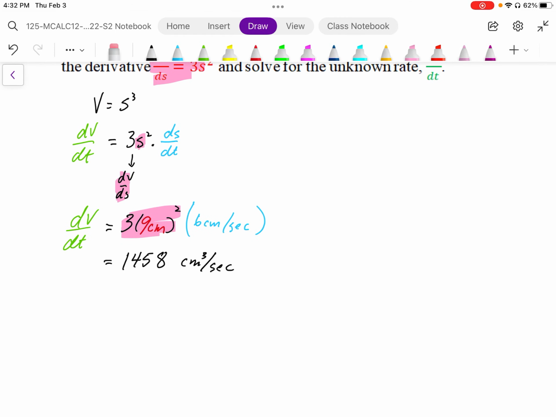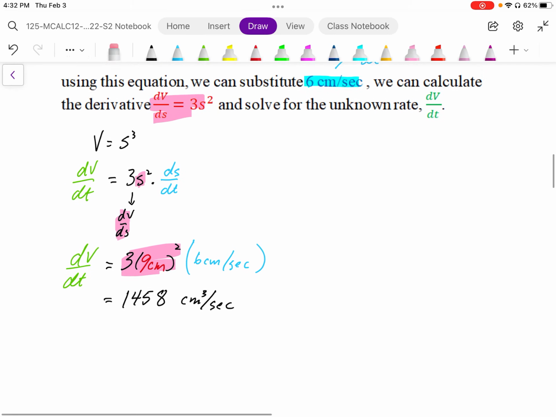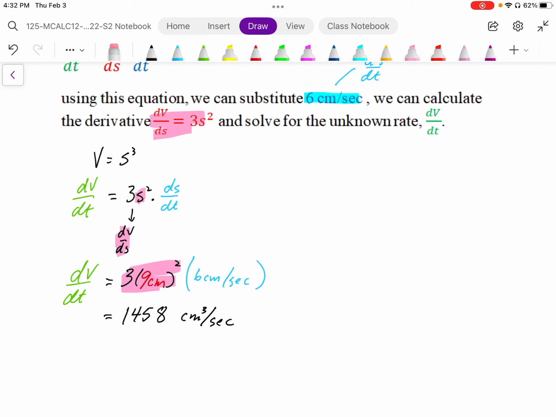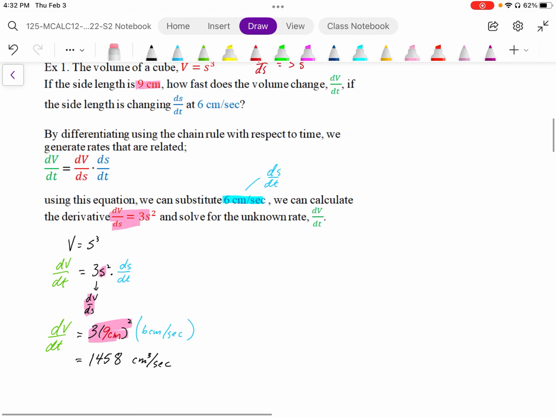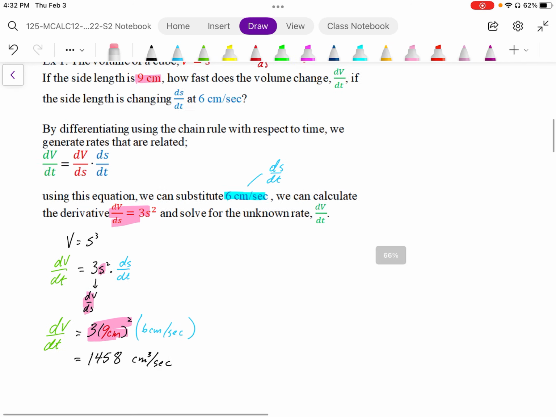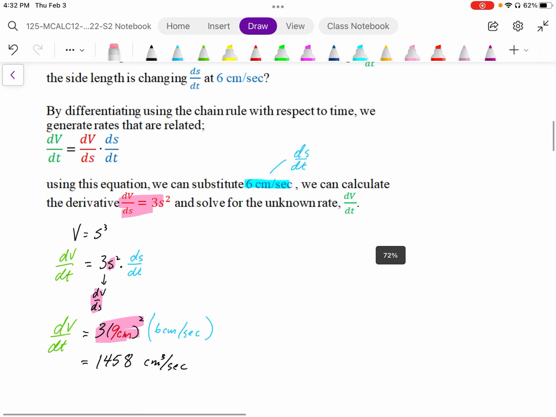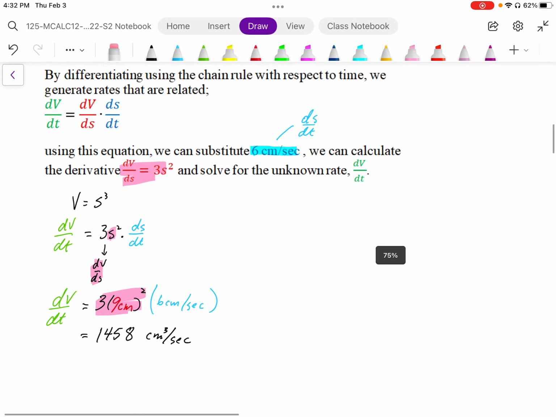Okay, so that's the rate of change of the volume with respect to time if the side length is changing at 6 centimeters per second and the size of the cube is 9 centimeters. So it's a 9 by 9 by 9 centimeter cube.